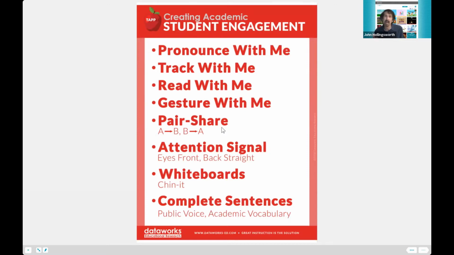When you say, what's the context clue in the paragraph? You should be saying, the context clue in the paragraph is, okay? Or the first step in solving your linear equation is, the figurative language in the passage is, and I've just jumped down to the last one, complete sentences, public voice, academic vocabulary. So if you're taking notes, you need to use sentence frames. And it's not "my answer is 6." It's the character trait is, I'm sorry, the perimeter of the polygon is 6, right?